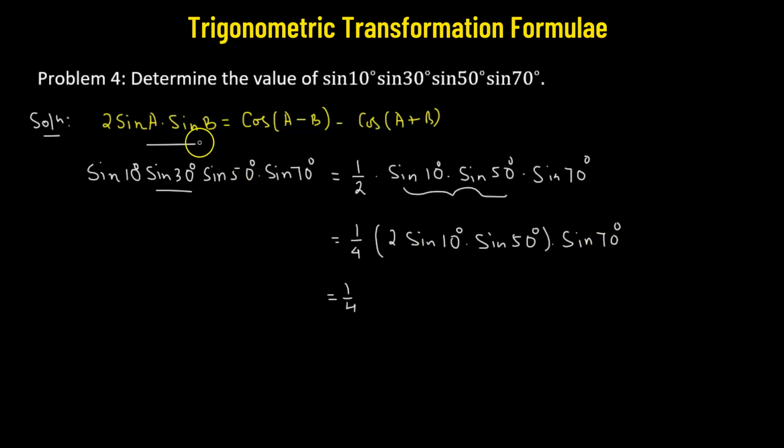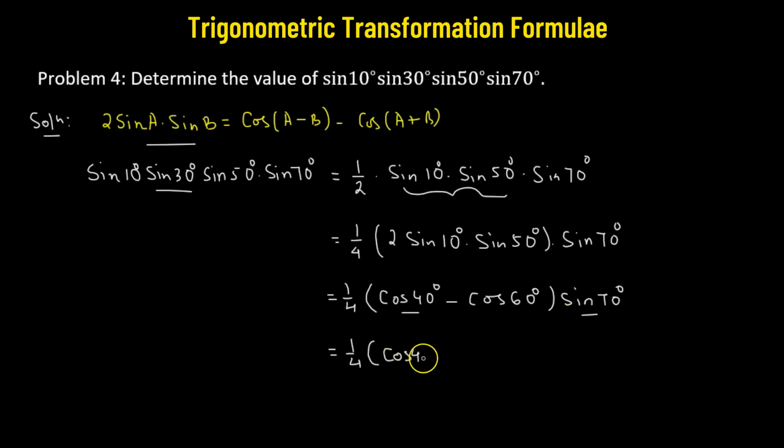Here, let's take A to be 50 degrees and B to be 10 degrees. Because we have the cosine function, it's not going to be a big issue here. So we have cosine of A minus B, that means 50 minus 10, so that will be 40 degrees, minus cosine of 50 plus 10, so that's 60 degrees. Multiplied to it will be sine 70 degrees. So this will be equal to 1 over 4 times, now we'll multiply cosine 40 and sine 70. We have cosine of 40 degrees times sine 70 degrees minus cosine of 60 degrees times sine 70 degrees.